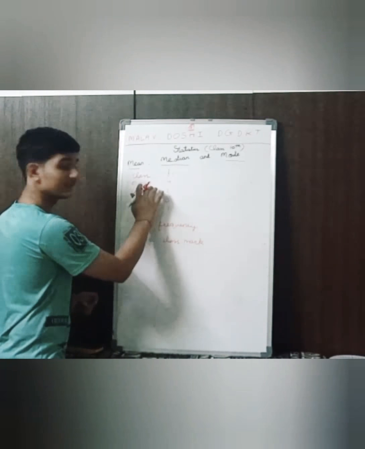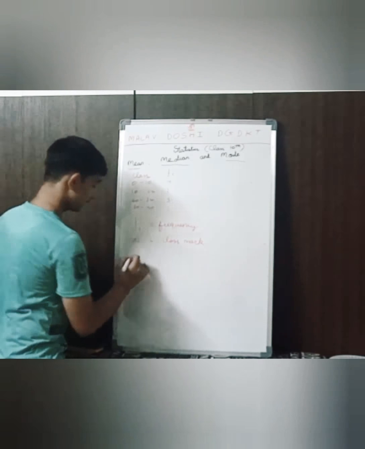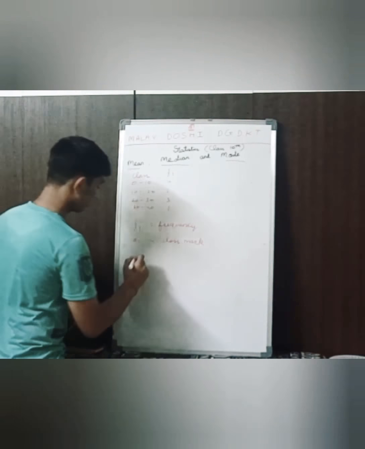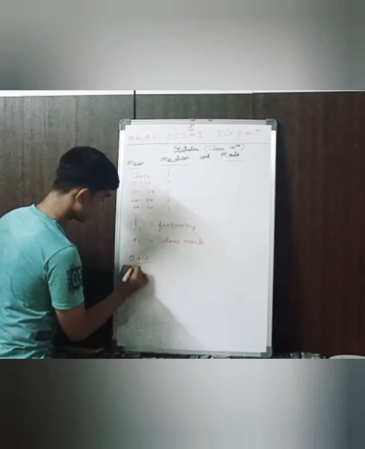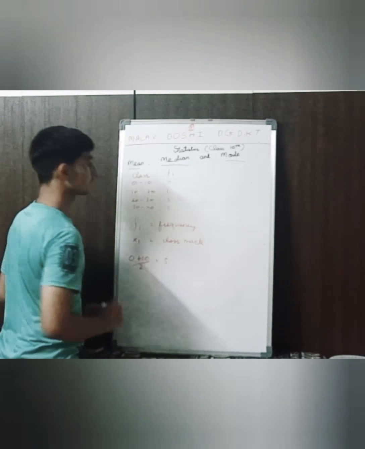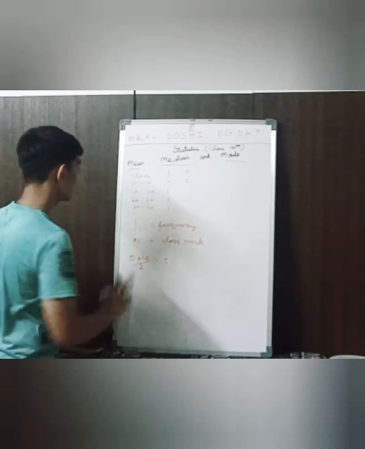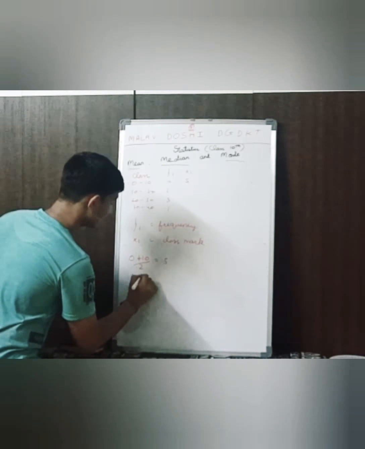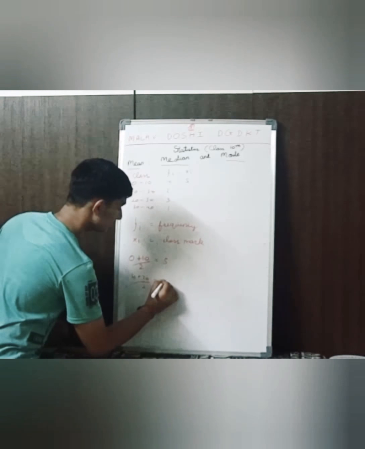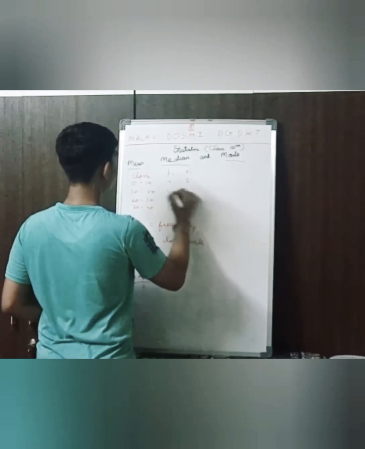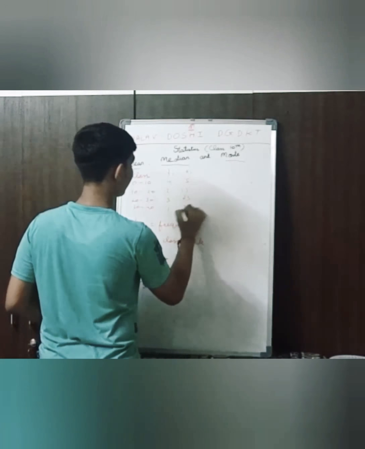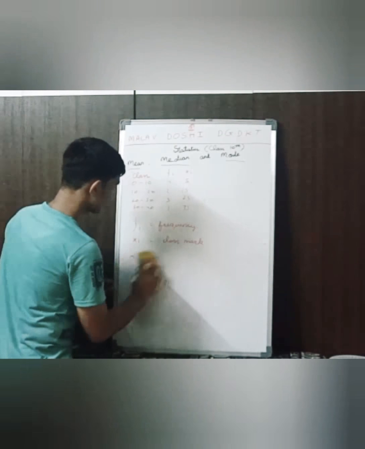Here 0 and 10 are there. What is the lower limit? 0. Upper limit 10. So you will do 0 plus 10 divided by 2, so you will get 5. So here 5 is the class mark. Similarly, here you will do 10 plus 20 divided by 2, you will get 15. On finding, you will get 25 and 35. Okay, these are the class marks.